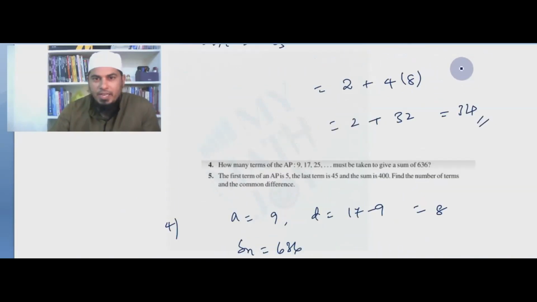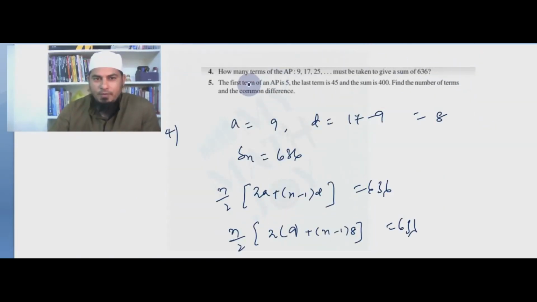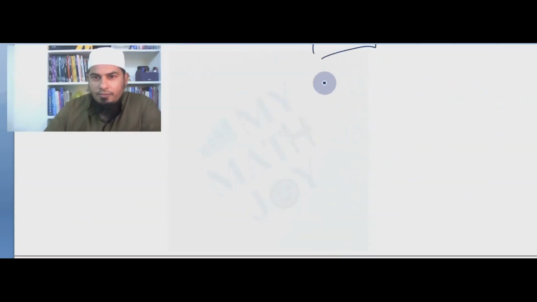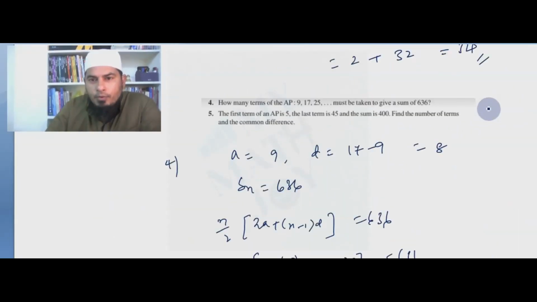Next question is ready, it's telling us to solve. Question number 5 says the first term of an AP is 5. What is given? First term 5, a is 5. Last term is given, an is given. And the sum is 400. Find the number of terms and the common difference. Let us solve this question. The given things I am writing: the first term is given, the last term is given, a is given and an is given. Moving on: a is 5, last term is 45, sum is 400.